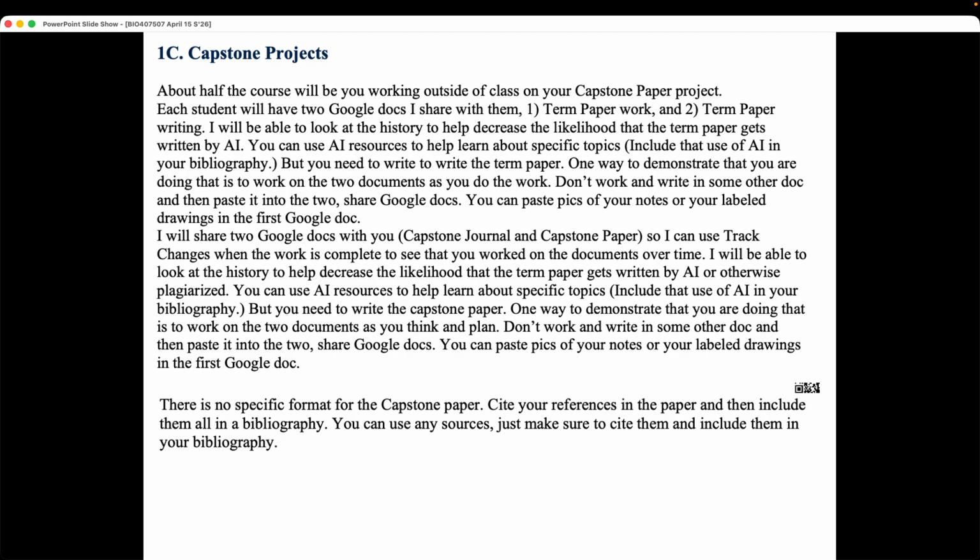There's no specific format for the capstone paper. We've talked about that. Cite your references in the paper, then include them in a bibliography. You can use any sources, just make sure to cite them and include them. There's no specific format, just so I or anybody else can find what that resource is. And so they can be, again, information from other classes, other textbooks, other instructors, experts in the field, websites of any kind like that.